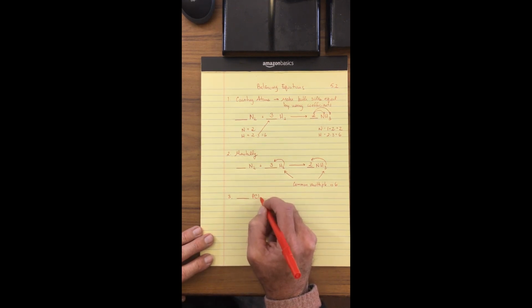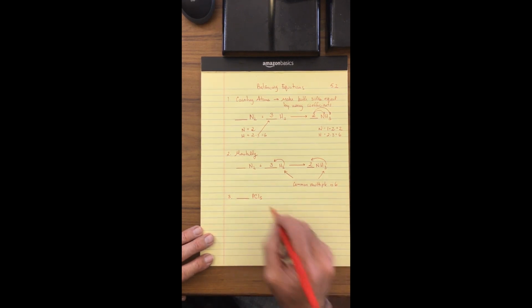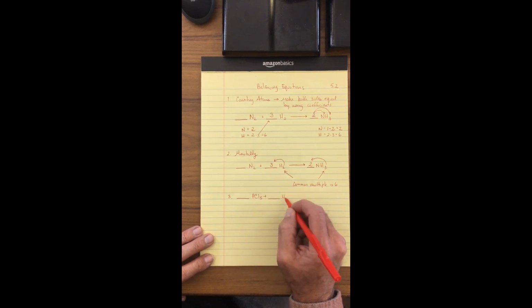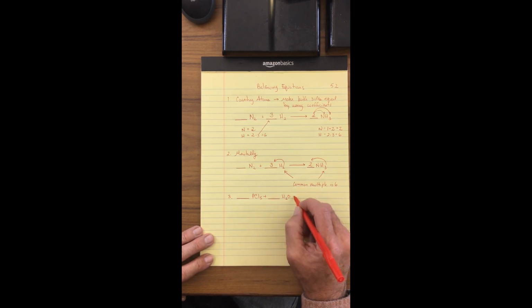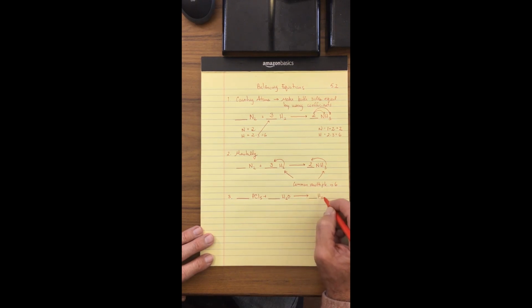We have PCl5 plus H2O produces or yields H3PO4 plus HCl.